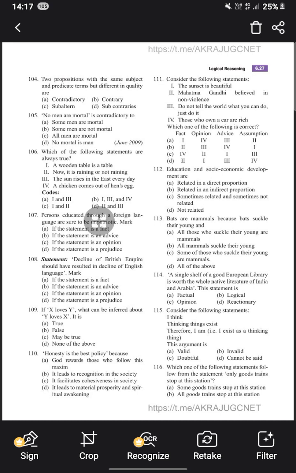A wooden table is a table. The sun rises in the east every day. A chicken comes out of a hen's egg. Now it is raining or not raining. That's not true. Persons educated through a foreign language are sure to be unpatriotic.